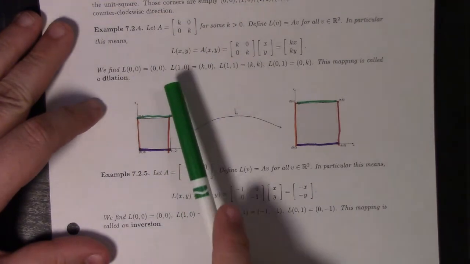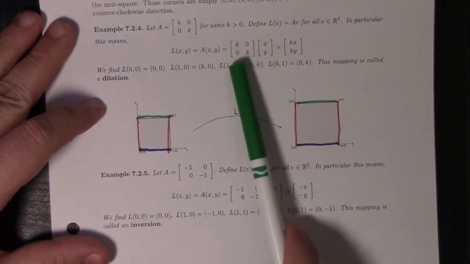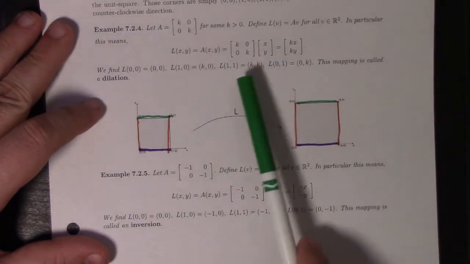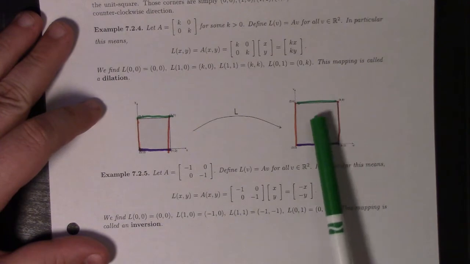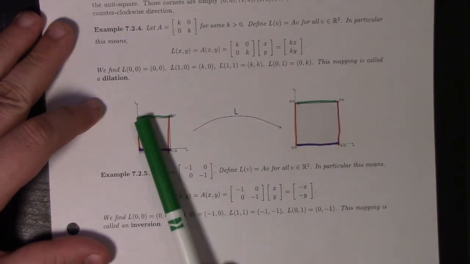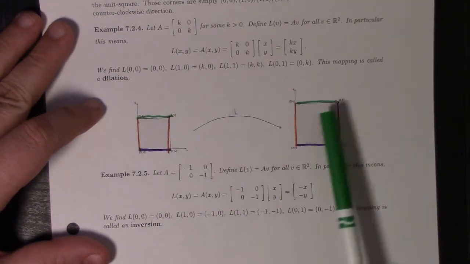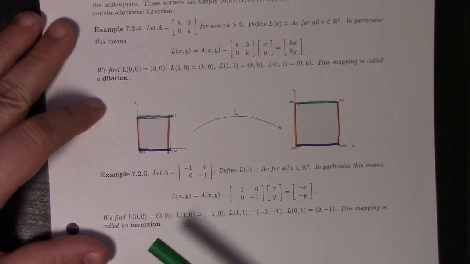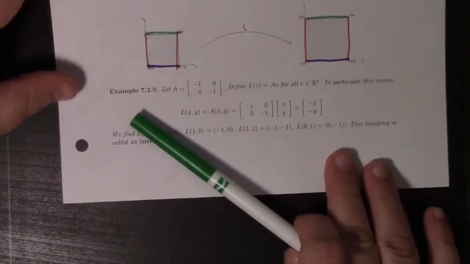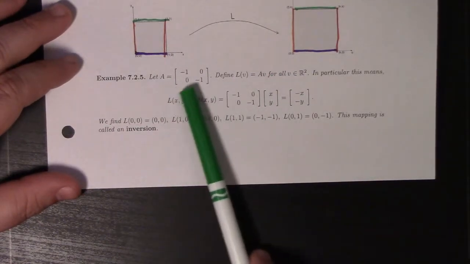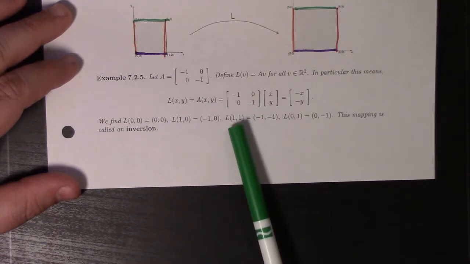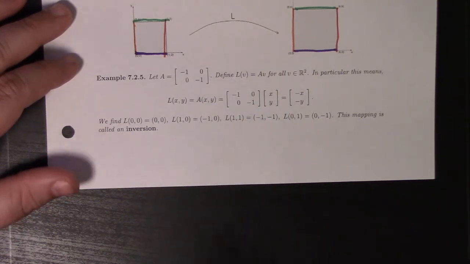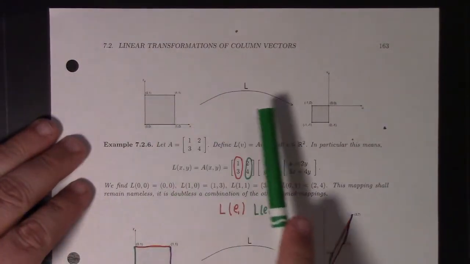For example, if we multiply by the matrix K, 0, 0, K, that's a dilation by K in both directions. If K is positive, we expand the square to a bigger square. The green maps to the green, orange maps to the orange, red maps to the red, purple maps to the purple. If we put K equal to -1, that gives us this matrix. Multiplying by that matrix defines a linear transformation called inversion. Here's a picture. It takes the unit square and flips it over.